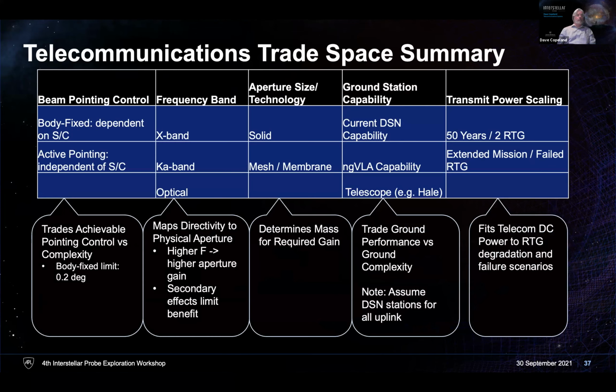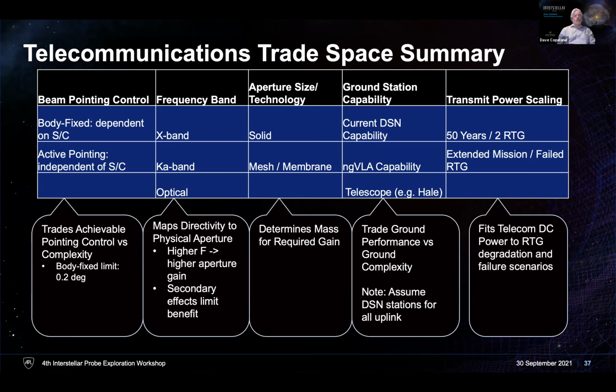So, mapping that into the actual trades that we're looking at here. We started with pointing because this is a major driver for us, in that we can build very high gain antennas. If we can't point them accurately enough, then they do us no good. So the trade here is, do we count on a body fixed system such as was used in New Horizons, or do we go more complicated and actually have secondary pointing on the spacecraft for the main beam coming off the high gain?